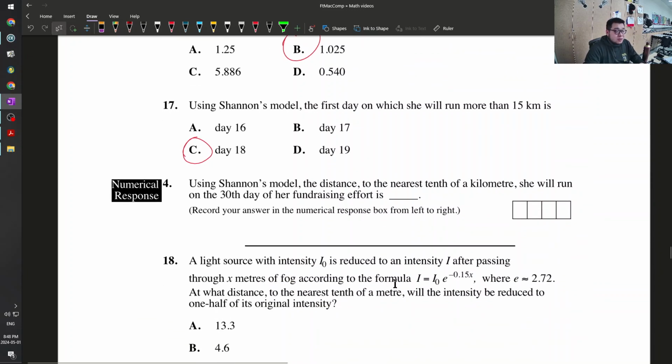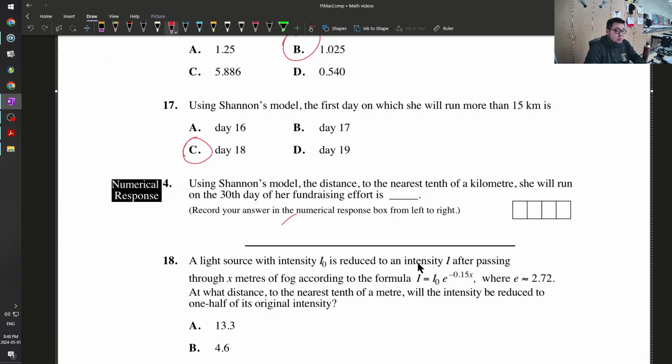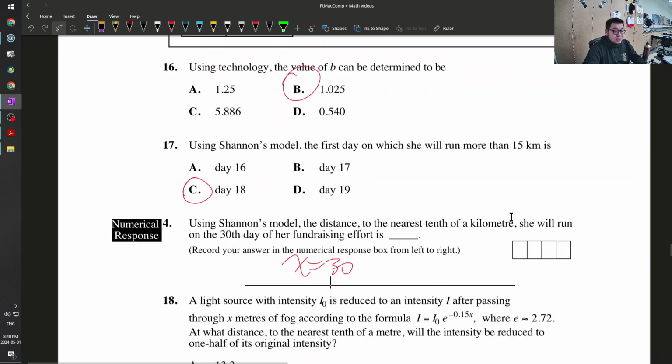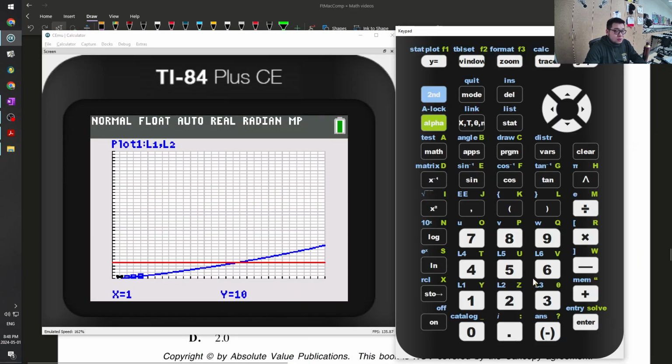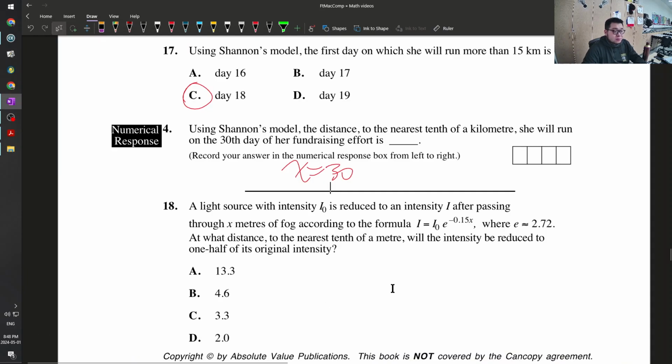Using Shannon's model, the distance to the nearest tenth of a kilometer she will run on the 30th day. So I'm just gonna go trace. So I know my x is equal to 30, or my d is equal to 30. So trace 30, enter. So 20.5 kilometers. Yeah, 20.5 kilometers.